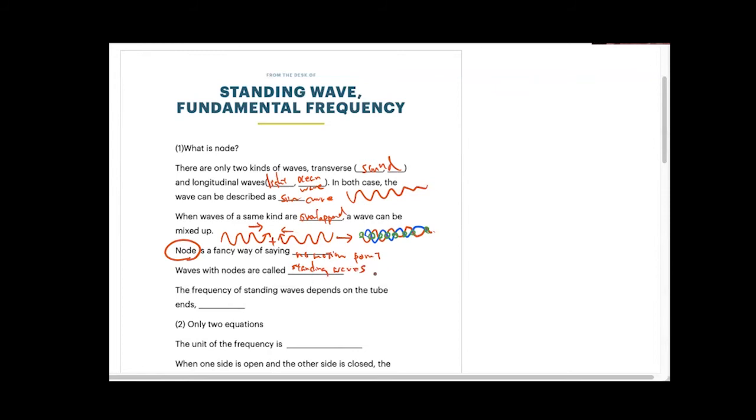So basically standing wave is one special wave that has a certain amount of nodes. And when the node is just one, the frequency is called the fundamental frequency. So this is the frequency when the node equals just one.